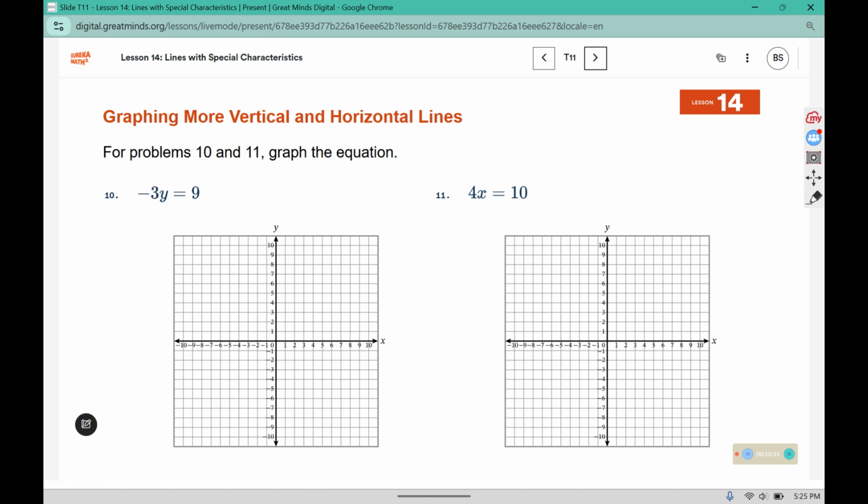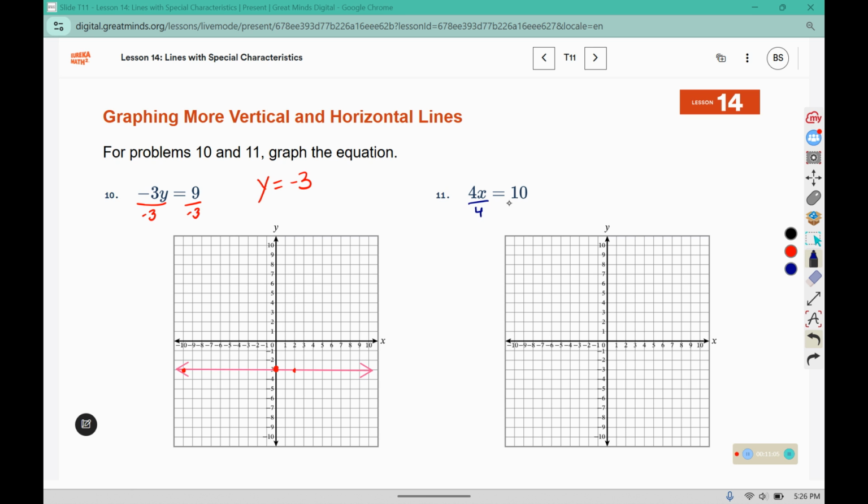For problems 10 and 11, graph the equation. Again, we'll divide by -3 here to get y equals 9 divided by -3 is -3. So on our y-axis, we're going to put a point at -3. We could go over to 2, but the y value still has to be -3. We could go back to -10, but the y value still is going to come out to -3. So this is creating that horizontal line at y equals -3.